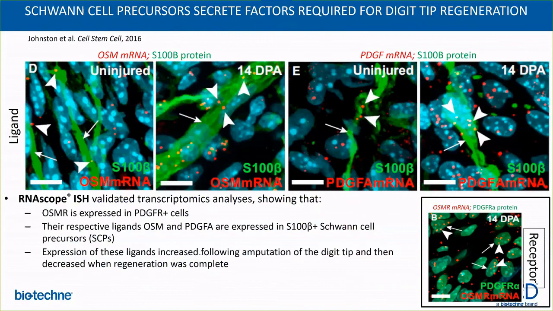And here is an example of the RNAscope fluorescent assay followed by immunofluorescence. In this study, RNAscope was used to validate transcriptomics results showing that OSMR is expressed in PDGFR positive cells and that the respective ligands OSM and PDGFA are expressed in Schwann cell precursors.